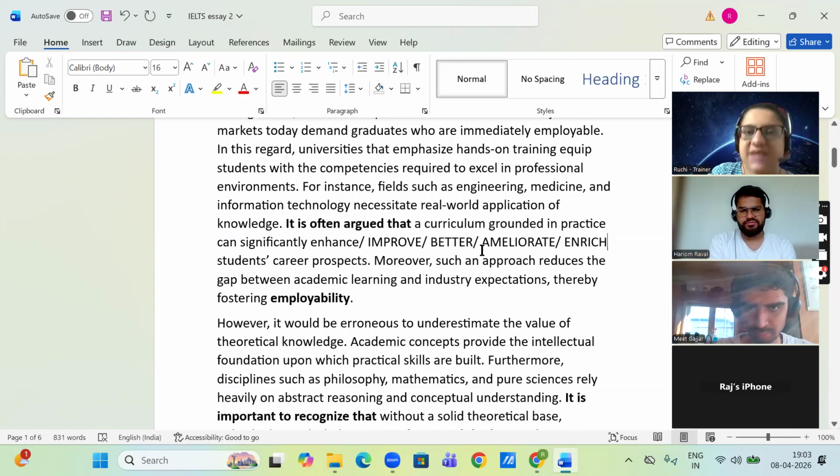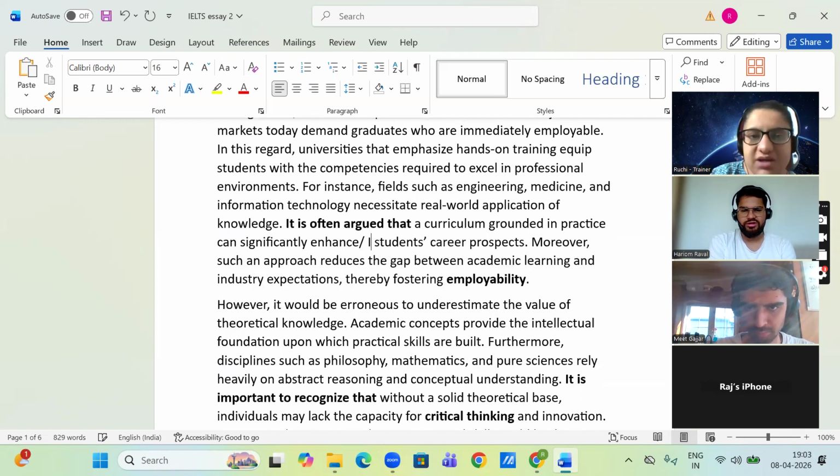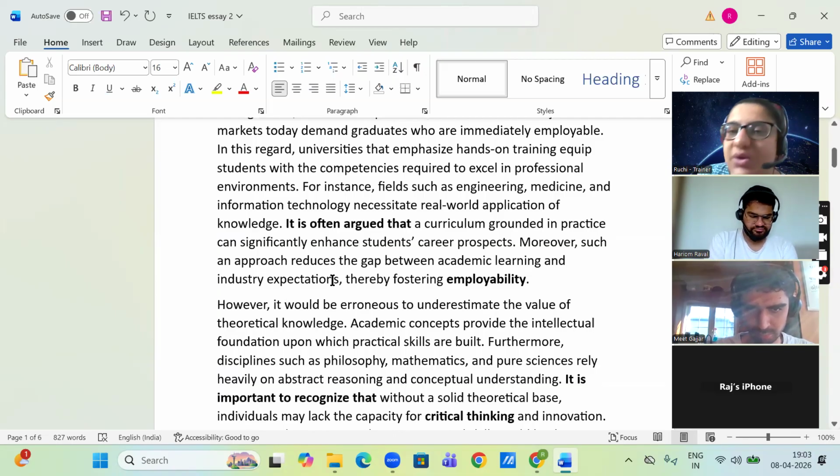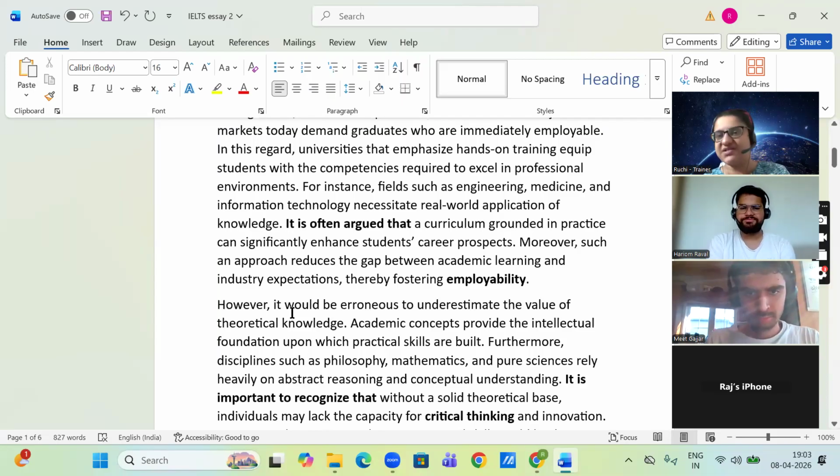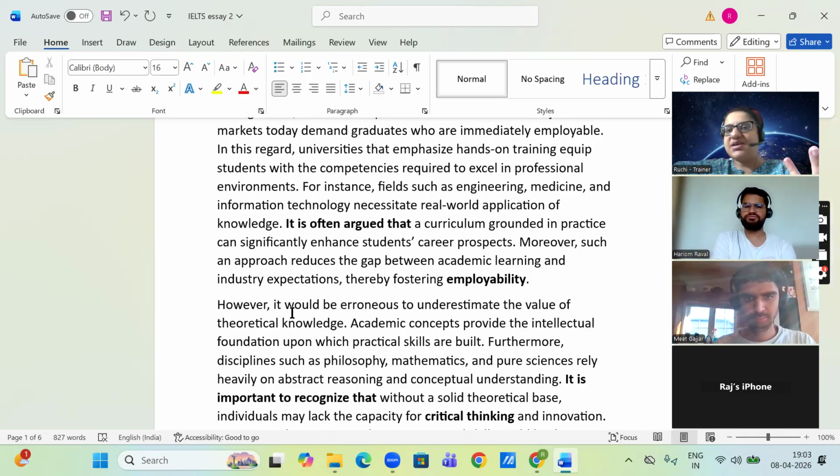It is often argued that a curriculum grounded in practical knowledge can significantly enhance a student's career prospects. Last point, connector use kiya. Moreover, such an approach reduces the gap between academic learning and industry expectations. Academically आपको क्या सिखाया और industry को आपसे क्या चाहिए, એની બચ્ચે gap ઓછું કરવું, to bridge that gap. Okay, so moreover, such a practical approach, it reduces the gap between academic learning and industry expectations, thereby fostering employability.